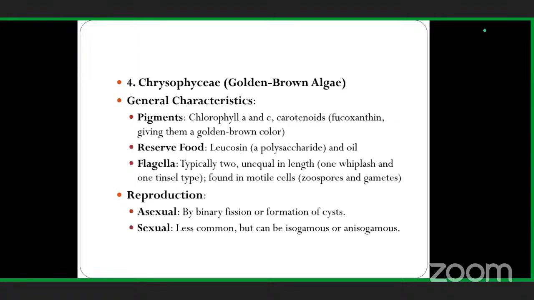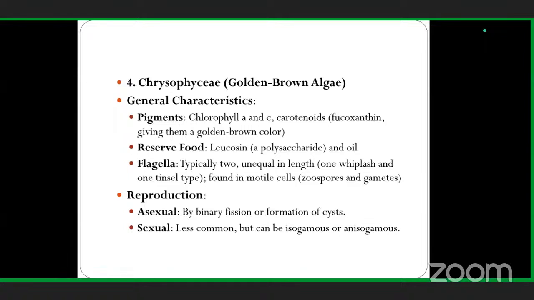Next is class number 4, that is Chrysophyceae, also known as golden brown algae. The pigments present are chlorophyll a and c. The carotenoid is fucoxanthin, giving them a golden brown color. Reserve food is leucosin, a polysaccharide, and oil. Flagella are typically 2, unequal in length, meaning one is whiplash and another is tinsel type, found in motile cells, zoospores, and gametes.